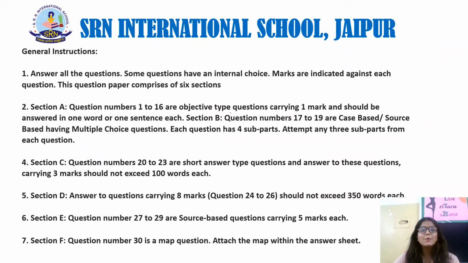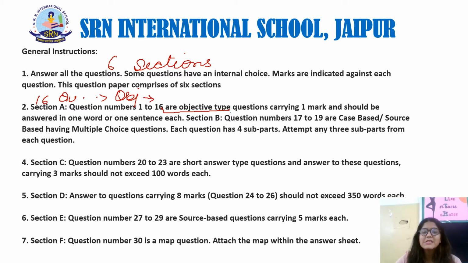Students, as you all know, in any examination you get general instructions first, and I'll be explaining the same. The whole paper would be of 6 sections in total, and each section would have different sets of questions with a different marking scheme. Let us see the very first, Section A. In Section A you would get 16 objective type questions carrying 1 mark each, which makes Section A 16 marks.